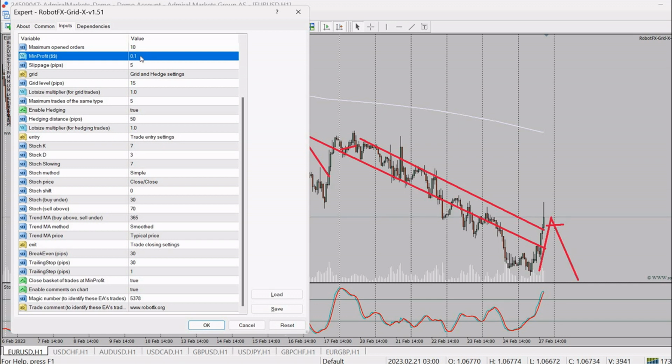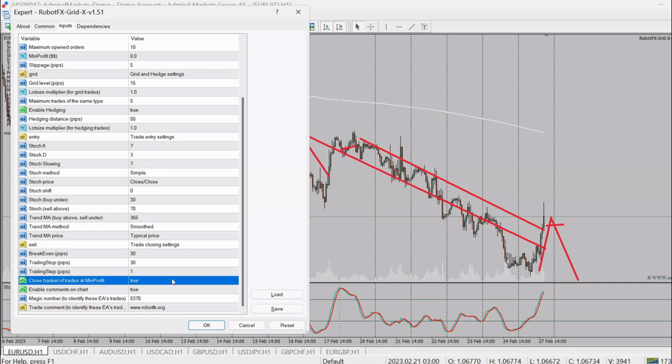As soon as the profit reaches, let's say, 0, to make it more explicit, then I'll be happy to close all of them so I can focus, or let the expert advisor focus, on spotting the next trade entry. So this is what closed baskets and minimum profit does.